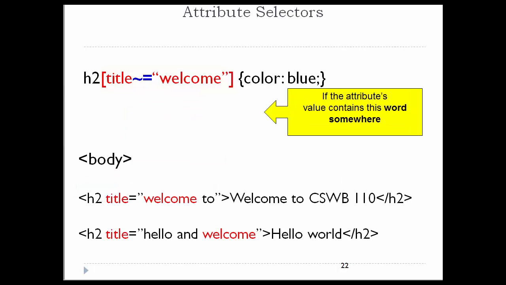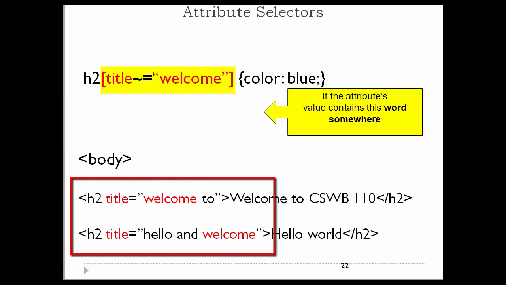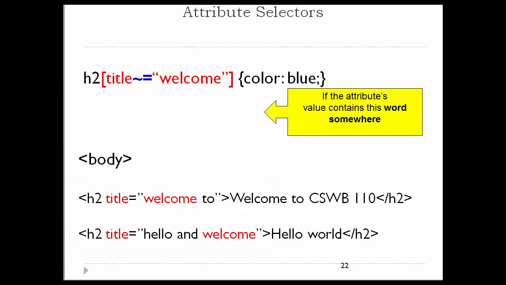We also have another variation on the attributes where we have a tilde in front of the equals. And that means that the value of the title attribute is contained somewhere in the string. So if you look at our HTML, here we have title equals welcome to, title equals hello and welcome. The word welcome is contained somewhere. So that would be a match, meaning the style would be applied.